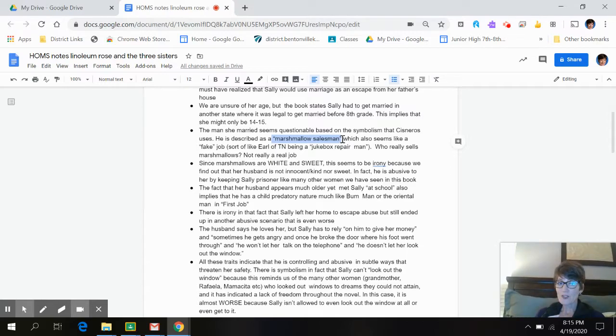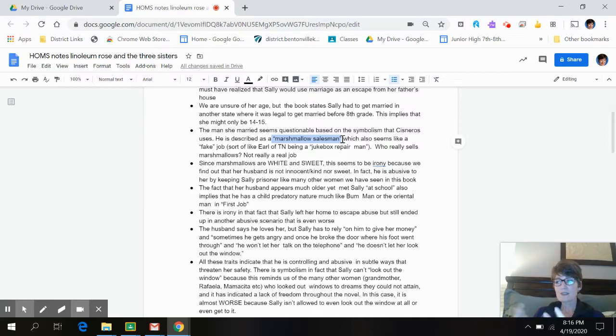Then think back, we also had Earl of Tennessee. He was described as a jukebox repairman, and he didn't repair jukeboxes either. So I think that this is sort of a ruse or a fake job he might have been telling her. And I think there's some symbolism in it because marshmallows are white. So it could be irony that he's supposed to look like he's innocent or good or trustworthy because he says he sells marshmallows, which are also sweet. So we have this idea of sweetness and candy, and it's white and good. Kind of also children are the ones that eat marshmallows. So maybe it seems like he's somehow preying on the children, and maybe he's a predator.